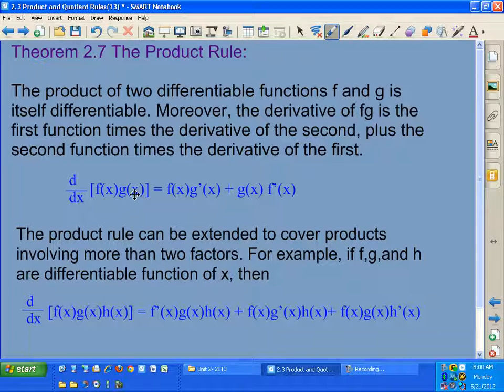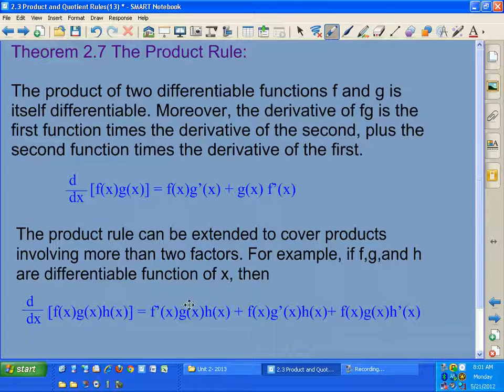functions multiplied together. And so you can copy this down. You need to know it. You need to know what the rule is. Basically, you take the first function, multiply by the derivative of the second, add on the second function and the derivative of the first. And so that's basically what the product rule is, and we're going to use this so much that you will know it by the end of this time.